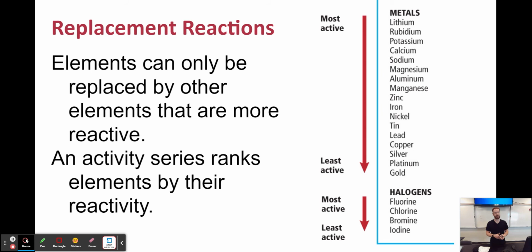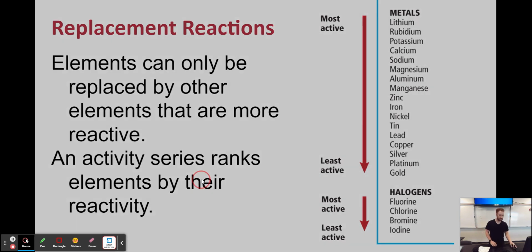Why this is important is that when it comes to these single replacement reactions, it's usually a metal that is coming in and kicking out another metal from being in a compound. It's only going to do that, though, if the metal that's coming in is more reactive than the metal that's already in the compound. If it's less reactive, then nothing will happen.